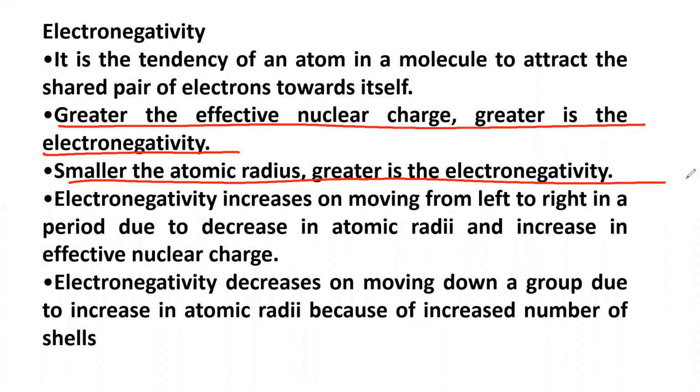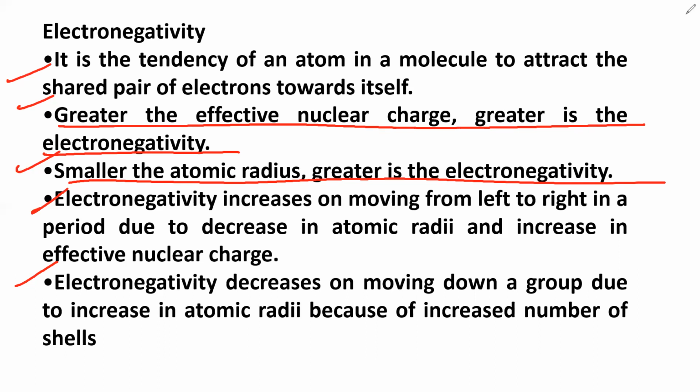Electronegativity increases on moving from left to right in a period due to decrease in atomic radius and increase in effective nuclear charge. Just now I told you. So what are the two factors affecting electronegativity? Atomic radius and effective nuclear charge. Due to this, electronegativity increases on moving from left to right in a period due to decrease in atomic radii and increase in effective nuclear charge.